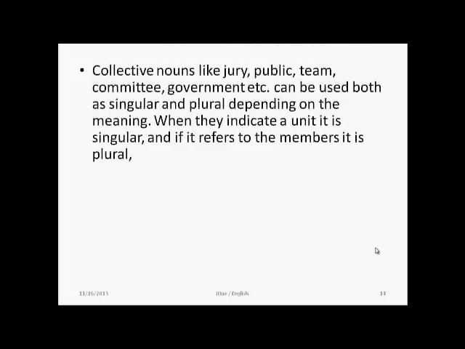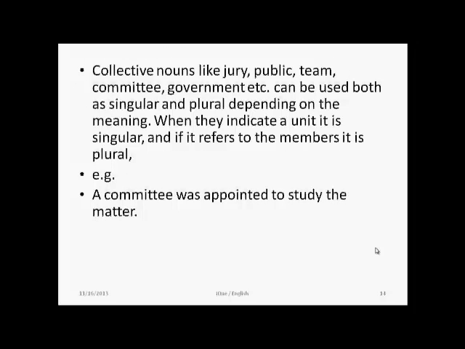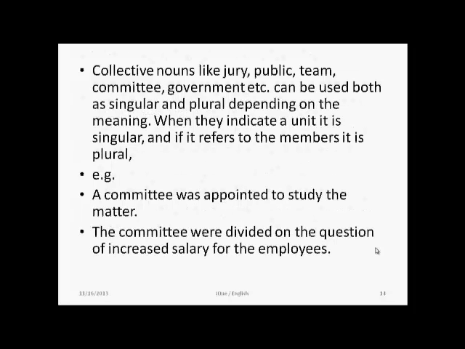Now collective nouns like jury, public, team, committee, garment, etc. can be used both as singular and plural depending on the meaning. So when they indicate a unit, it is singular, and if it refers to the members, then it is plural. For example, a committee was appointed to study the matter. Here we use it in the singular form. But the committee were divided on the question of increased salary for the employees. Here, it is not possible for a single unit to be divided in opinion. You require at least 2. So here we use the word committee as a plural.